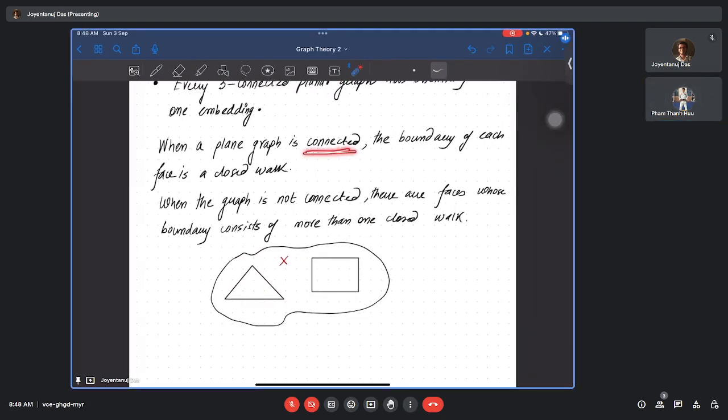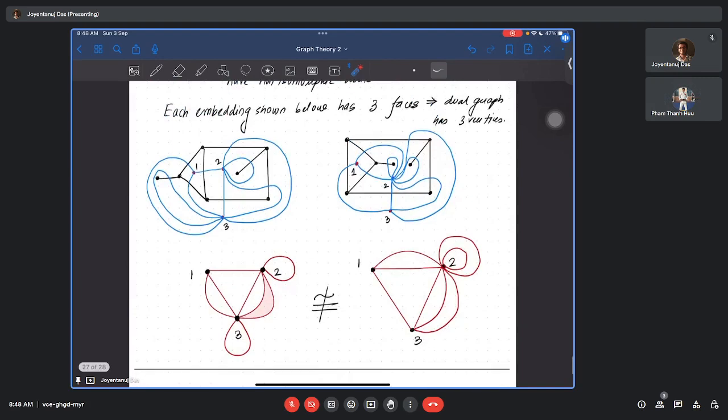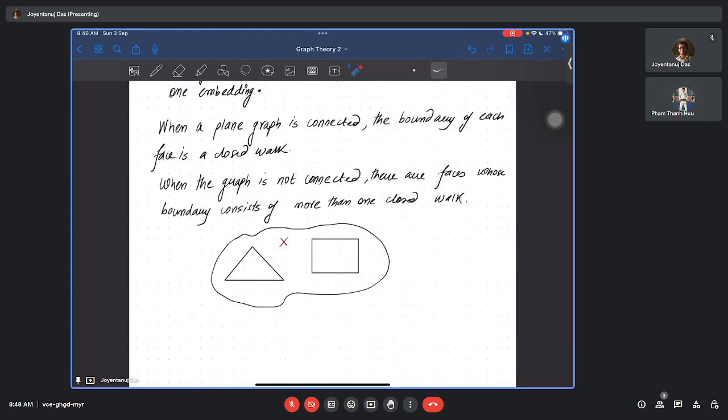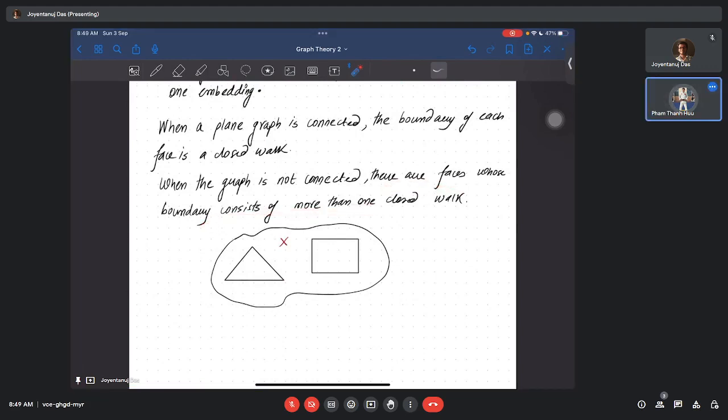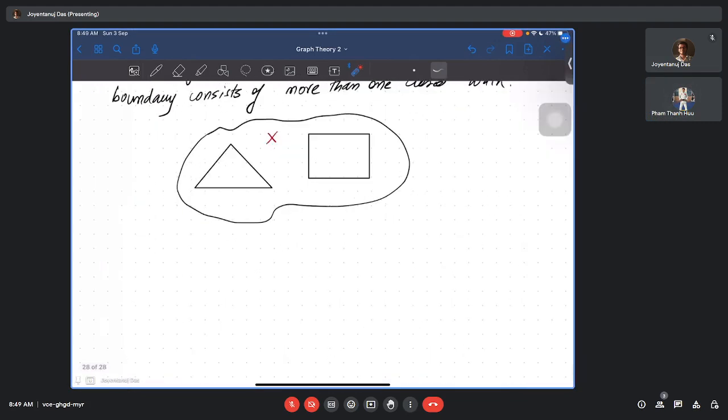So when it is connected, we saw that the boundary of each face is a single closed walk, right? So for example, this we saw here, right? In this case, suppose I consider this face, or if I consider this face, then the boundary is a triangle. So this is a closed walk, right? Similarly, but if the graph is disconnected, then there are faces whose boundary has more than one closed walk. Right. So the next definition is based on this one.